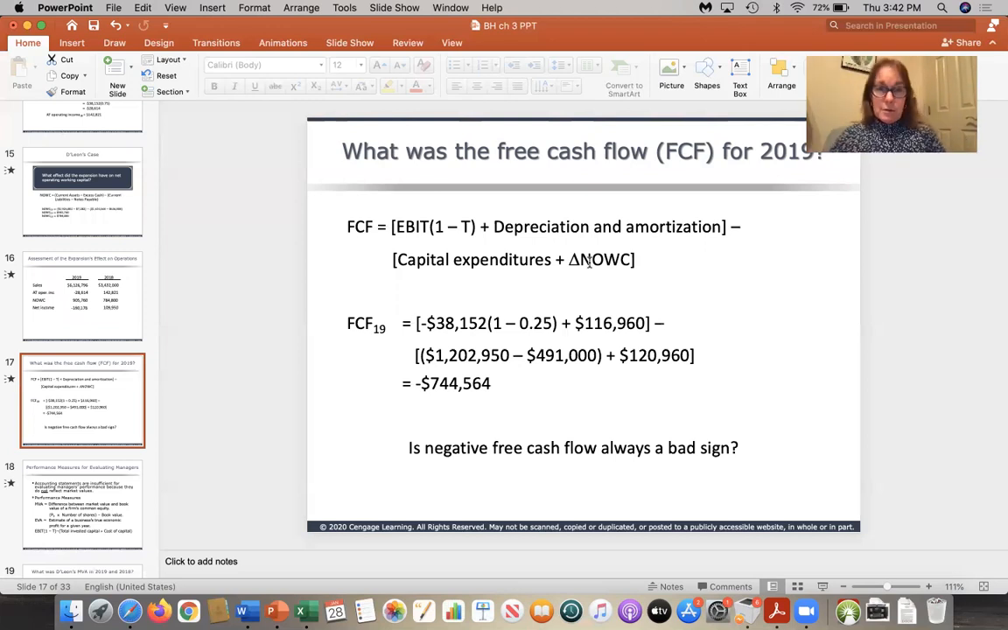In fact, it can be considered a positive sign. So it's not always a bad sign. But if it goes on for years and years, then investors are going to get impatient, and then it can be viewed as a bad sign.